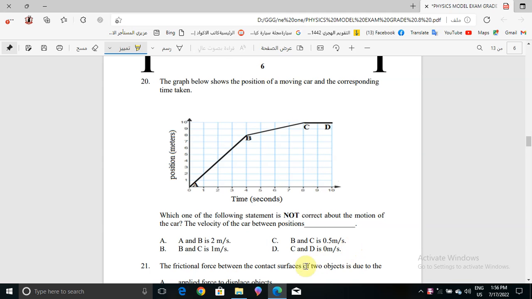Then what we have here, CD is 0 meter per second. We have here 8, we have here 10. Then 10 minus 8, 2 over 10, it should be 5. So that means choice D is not correct, because it said C and D is 0 meter per second. No, it's not correct. So D is the one which is not correct about the motion of the car.